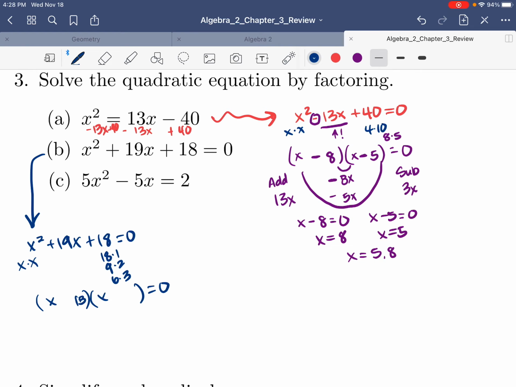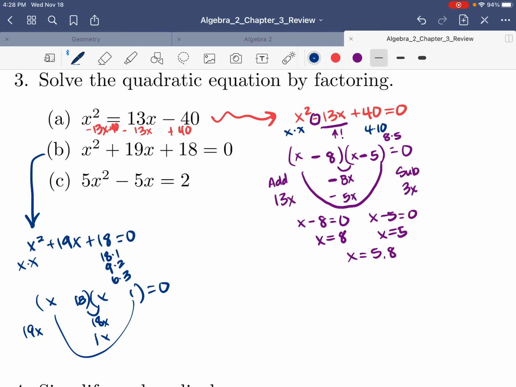Why won't I use 9 and 2 right now? Well, because 9 and 2 doesn't give me 19. 6 and 3 doesn't give me 19. Right? 18 and 1 gives me 19. So why not use 18 and 1 to see if it really pans out? So we get 18x there. We get 1x here. And then when you add them, you get 19x.